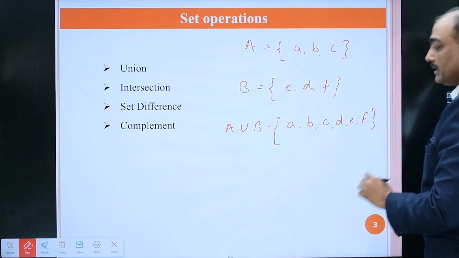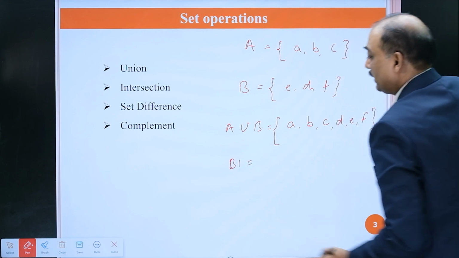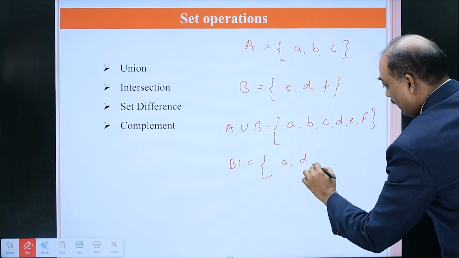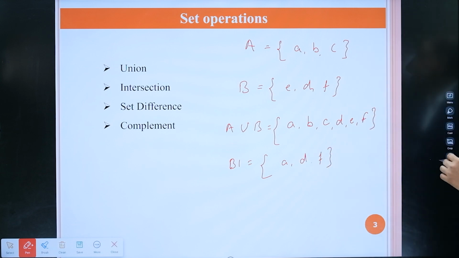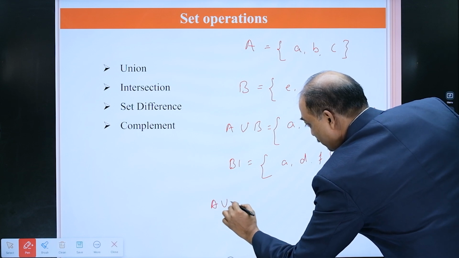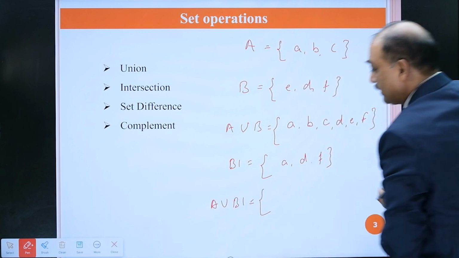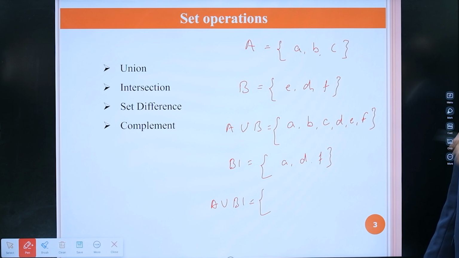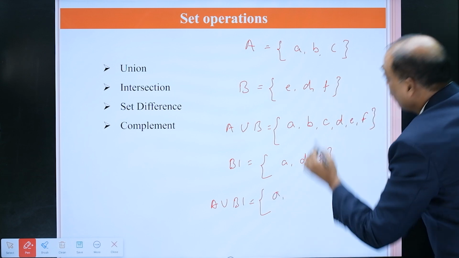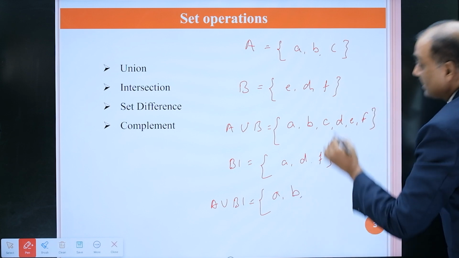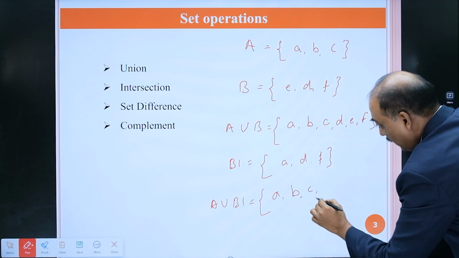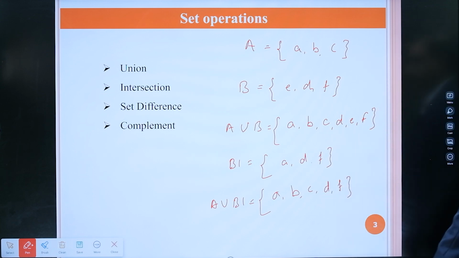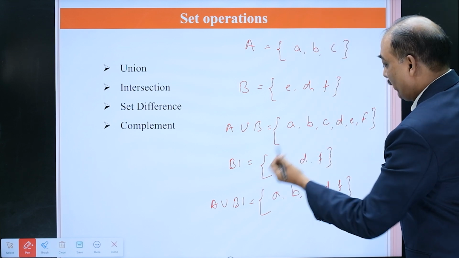Imagine I have another set called B1. I'll keep A as it is, but I'll write another set called B1, which consists of the elements A, D and F, for example. So how can I write the union of these two sets? It is A union B1. Now you can see that element A is common to both, so we'll not repeat it, we'll write it only once. So that is A, then B and C from set A, and we copy the remaining elements from B1. So A, B, C, D, F is the union of A and B1.